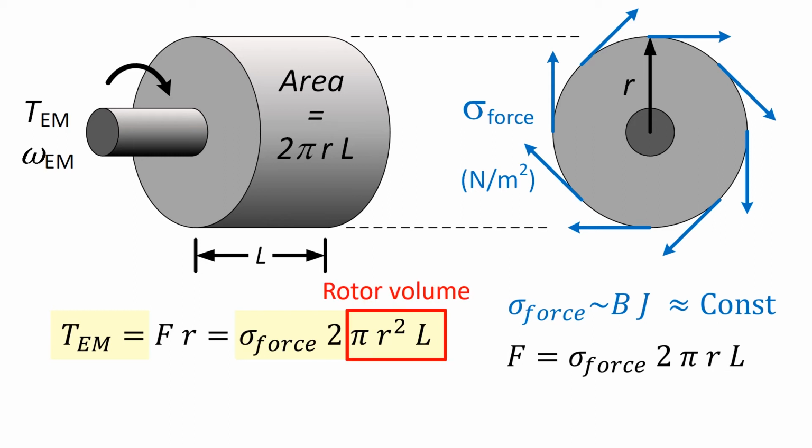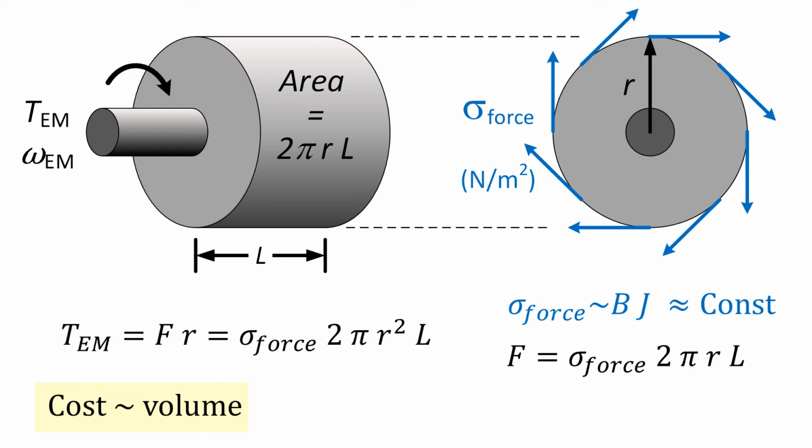We can see that the torque of the machine is equal to the volume of the rotor times twice the shear stress, so the volume of the machine is proportional to the torque of the machine. The cost for materials and the machining of the parts will be roughly proportional to the volume of the machine. Since the torque of the machine is also proportional to volume, this means that the cost is roughly proportional to the torque of the machine.